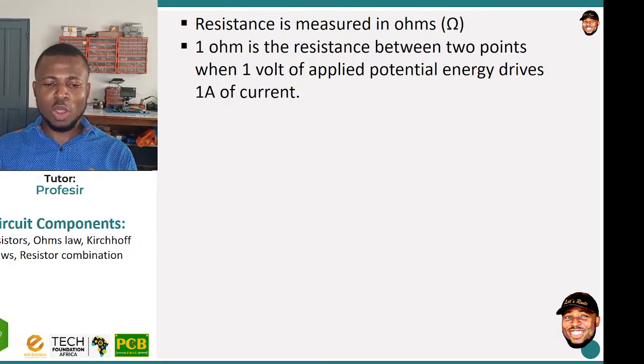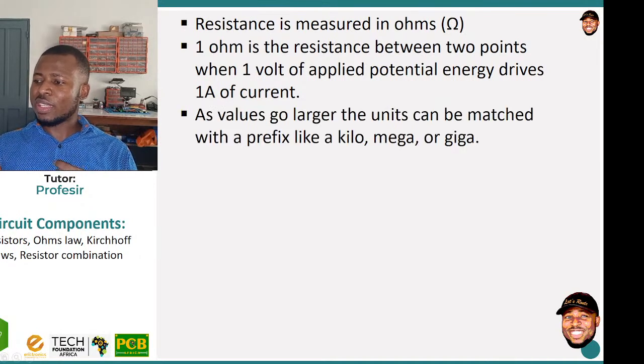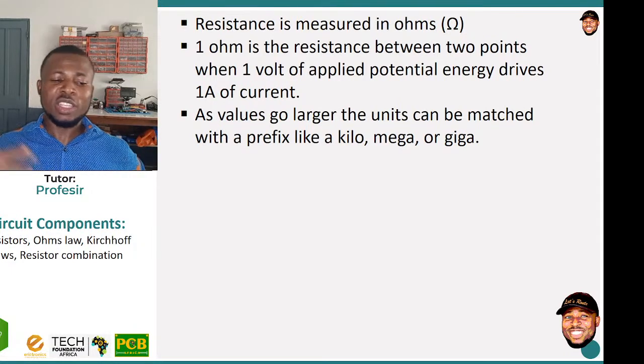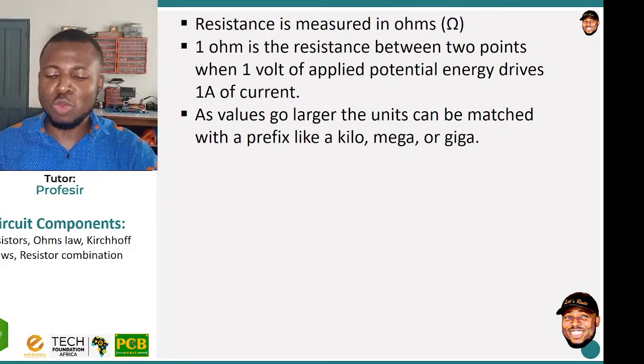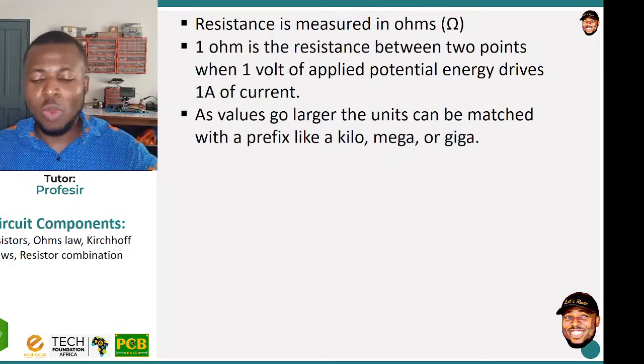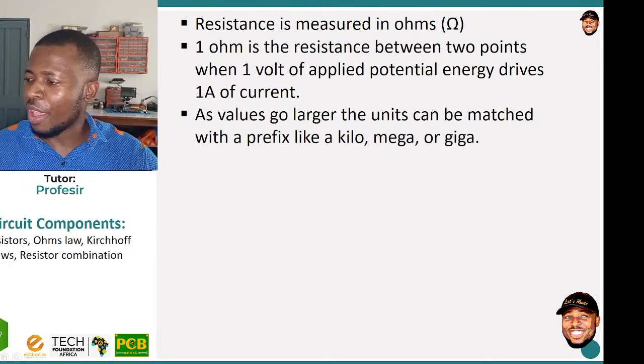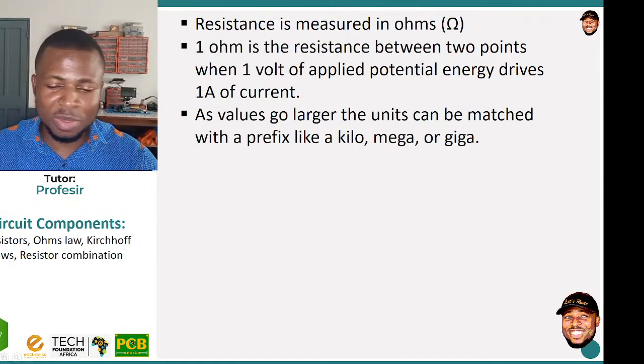So there is a way we nicely say these things, and we do so by attaching something called prefixes to them. Is that okay? So with resistors, you will mostly hear of things like kilo, mega, giga. Okay, so for instance, 1,000 ohm, engineers or circuit designers will mostly like to call it 1 kilo or 1K for short. Is that okay? So we have a K for kilo, capital M for mega, capital G for giga.